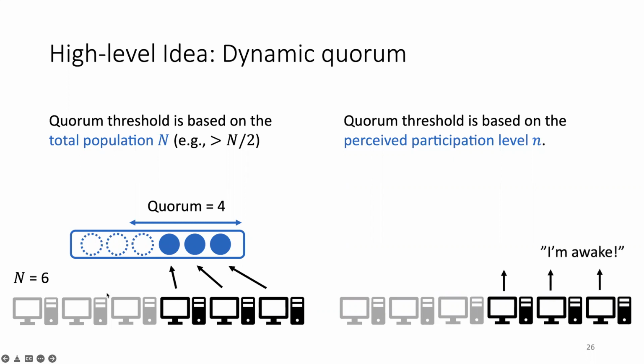Everybody active will send "I am awake." And if there are 3 "I am awake" messages, then the quorum size is more than half of that, which is 2.